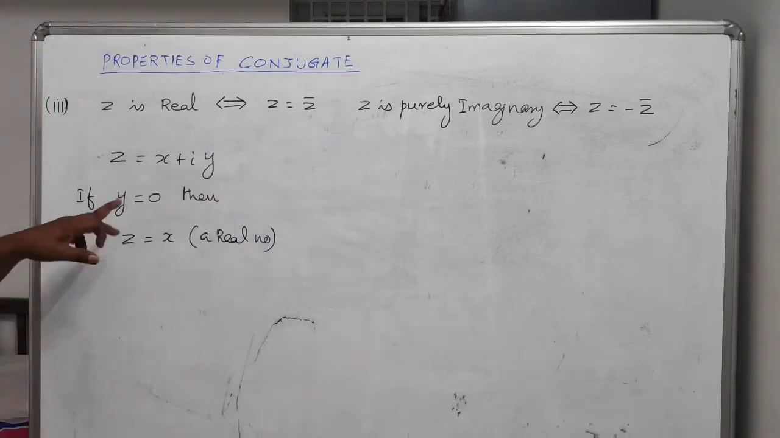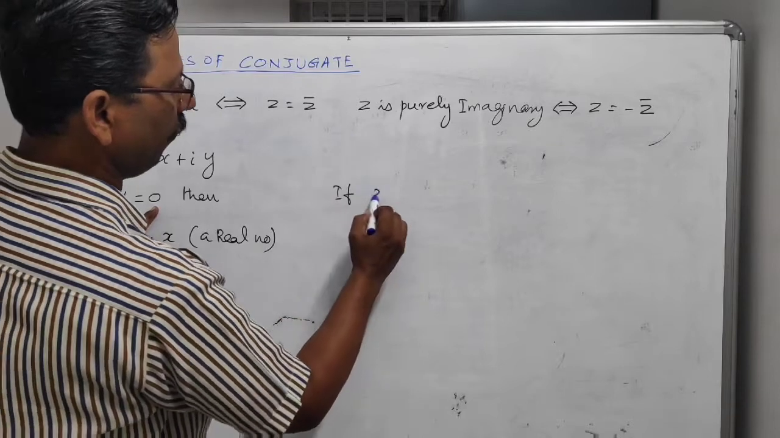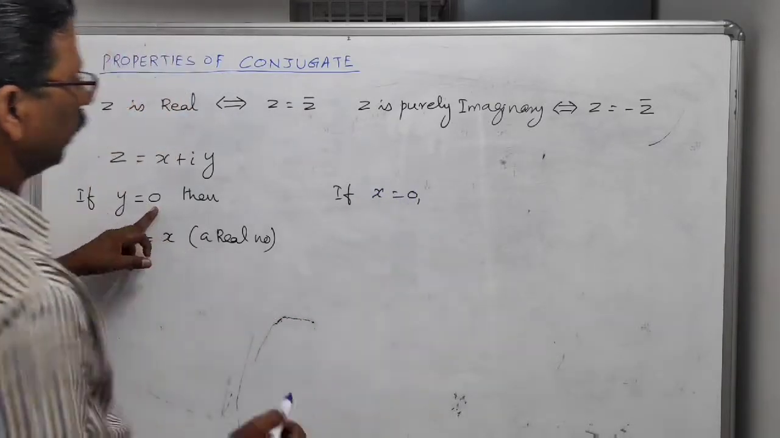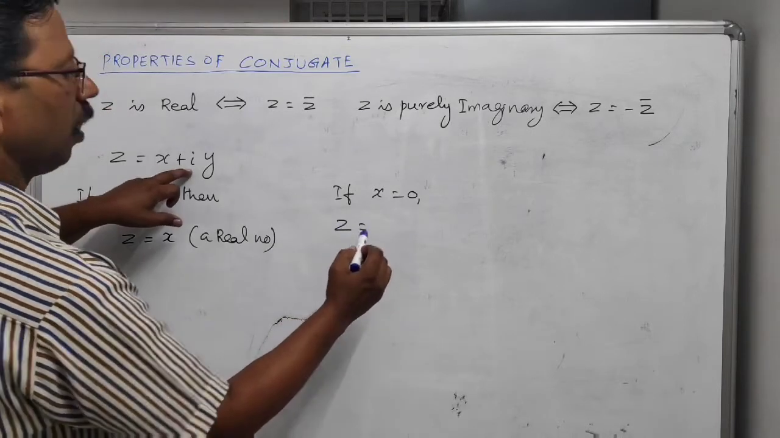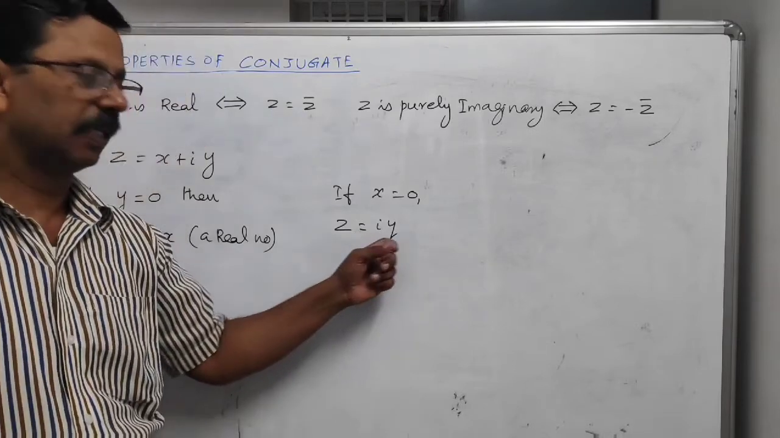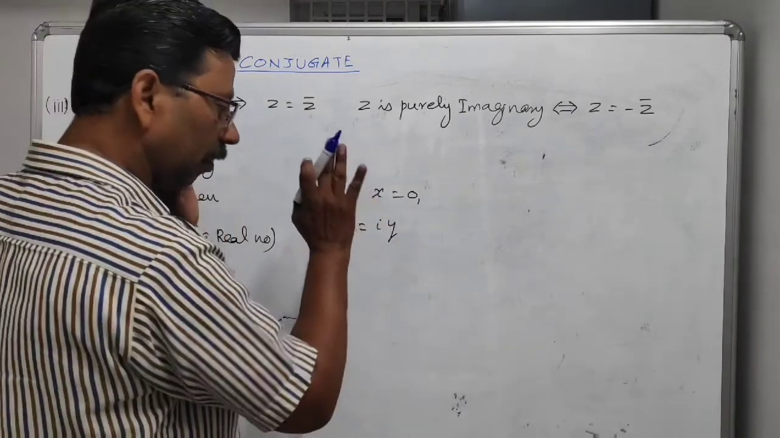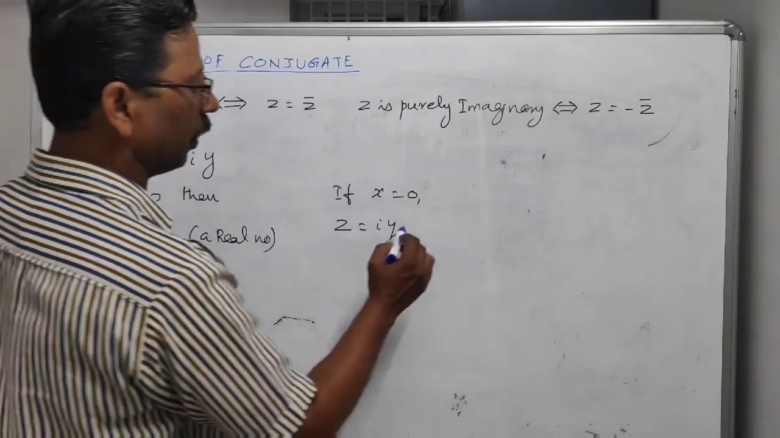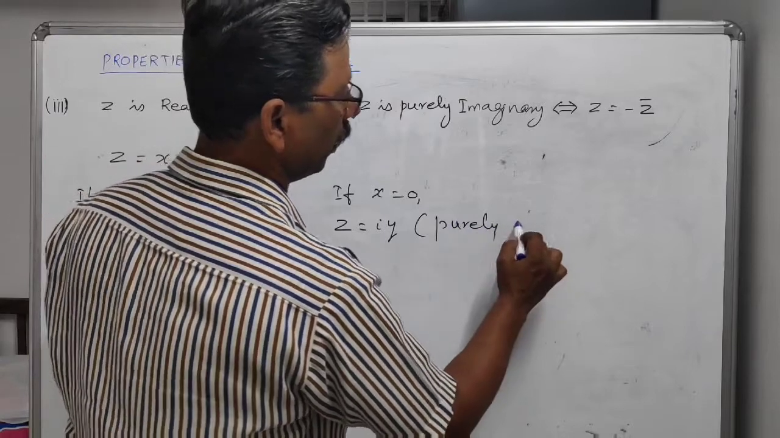Likewise, instead of y equal to 0, in the same complex number z, if x is equal to 0, here you get z is equal to iy. Here we have only one part, that is the imaginary part. There is no real part. Hence, we have only which part? Imaginary part. Therefore, it is called purely imaginary.